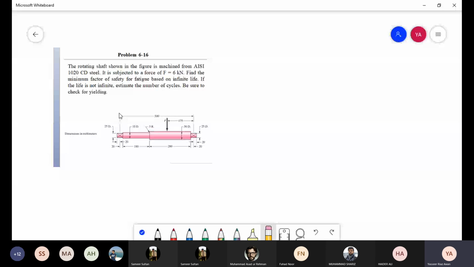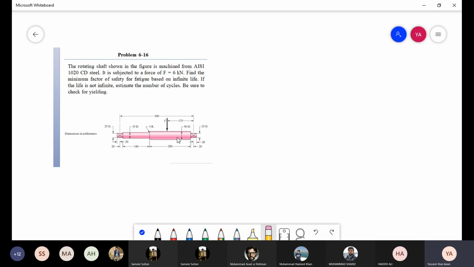Problem. In this problem, we are shown a rotating shaft that is machined from AISI 1020 cold drawn steel, subjected to a force of 6 kilonewton, and we need to find the minimum factor of safety for fatigue based on infinite life. So we have to find the fatigue factor of safety if the life is infinite.